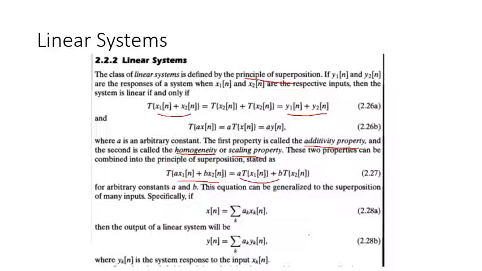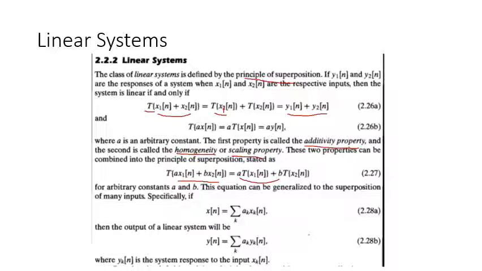So how can we verify it? Just take a look at equation 2.26a. We are adding x1 plus x2, and then passing it through the system. Here we are adding after passing through the system. So if we add two inputs and pass them through the system, or we pass each input through the system and then add them, the results should be equal. I'm going to explain with the help of an example so that it will be more clear.